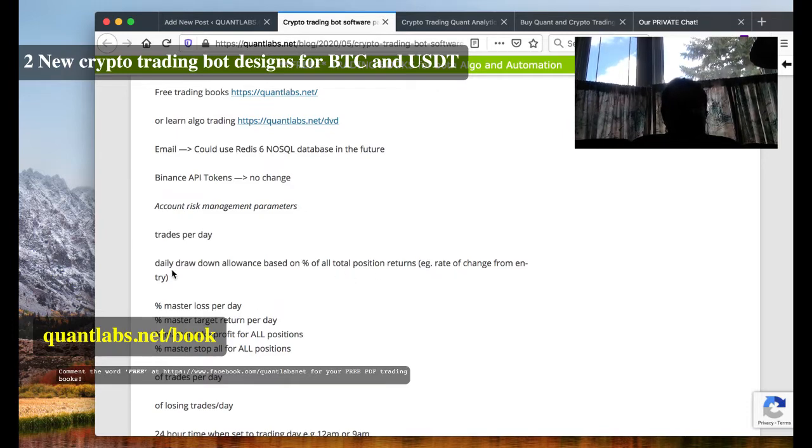So again, we have a daily drawdown based on the percent of all positions set for that 24-hour time period, and it's based upon the rate. Each position is based upon the rate of change of the entry point, of the entry of that position when it entered into the market.